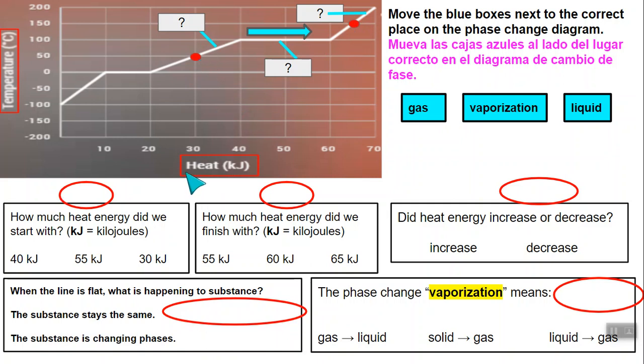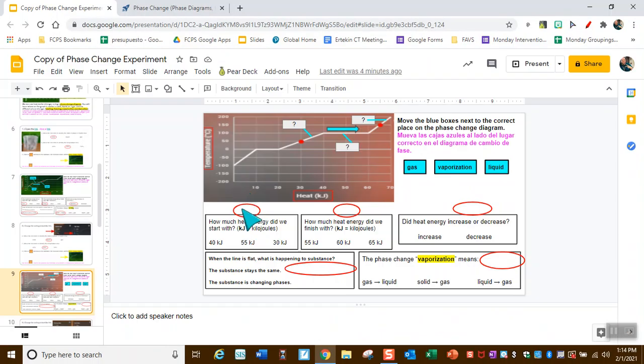So, how much heat did we start with? Remember, heat numbers are on the bottom of the graph. Los números que representan la energía de calor están abajo en el diagrama. So we started here. How much did we start with? 30 kilojoules. So let's circle our answer to 30 kilojoules.